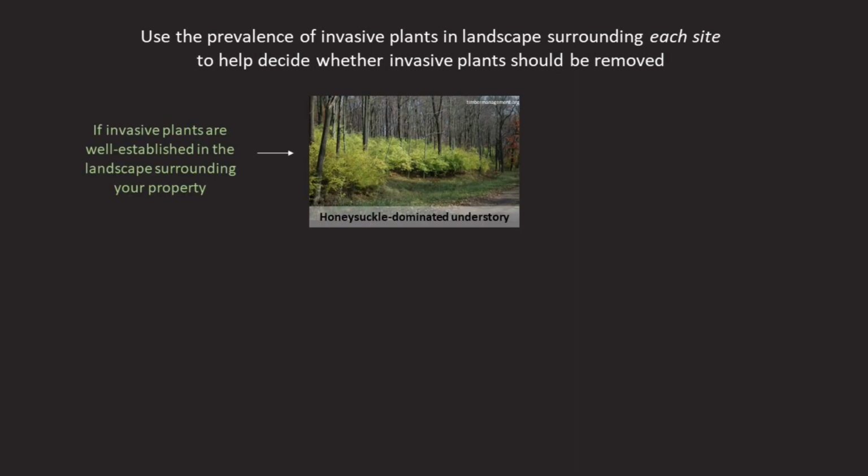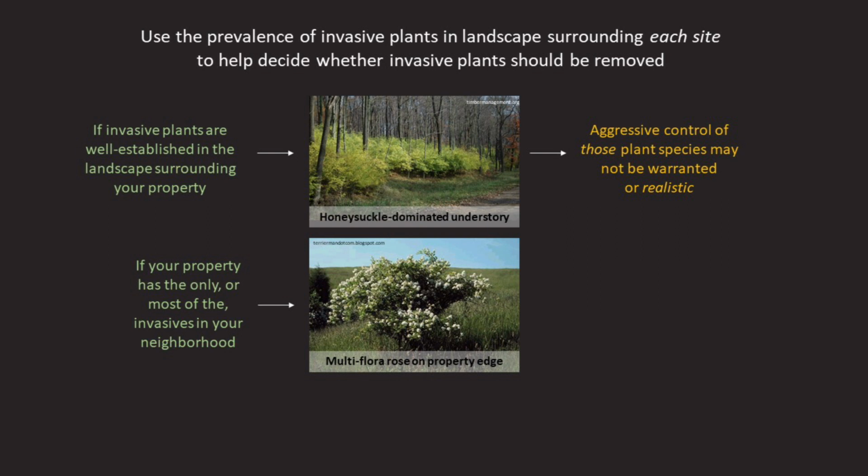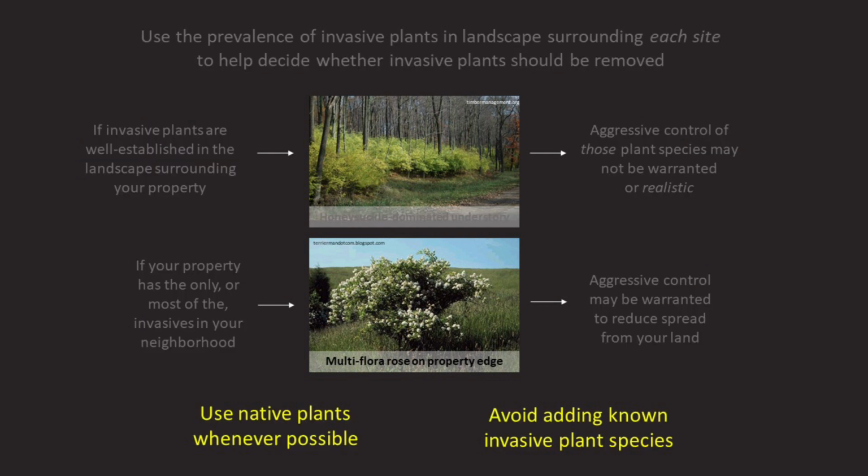If invasives are well established in the neighborhood surrounding your property, then aggressive control and removal of those same invasive plant species on your property may not be warranted or realistic. However, if your property has the only or most of a particular invasive plant species, then aggressive control of that species may be warranted to reduce the likelihood of that plant spreading from your land. Whenever we are adding new plants to our landscape, we should prioritize using native plants whenever possible and avoid adding known invasive plant species, which is actually illegal in most states.